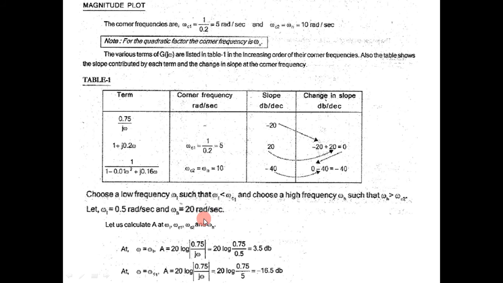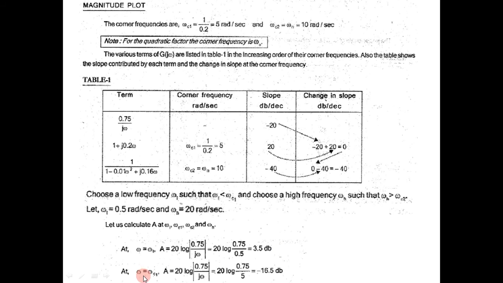As I mentioned in the previous session, we have to find the magnitude at omega L and omega C1 by using the first term of this table. So the magnitude at omega is equal to omega L is 20 log of 0.75 by j omega. What will be the magnitude? 20 log of 0.75 by omega. At omega L, what is omega? It is nothing but 0.5 radians per second. 0.75 by 0.5, it is nothing but 3.5 dB.